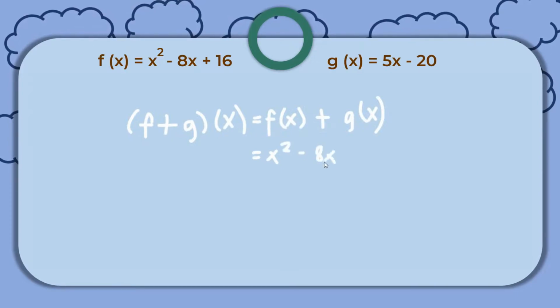X squared minus 8x plus 16 plus 5x minus 20. After that, combine the like terms. Since there is only one x squared variable, we will bring it down. Then, negative 8x plus 5x, since they have opposite signs, the answer is negative 3x. Then 16 plus negative 20, the answer is negative 4.